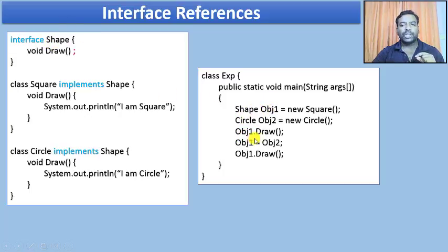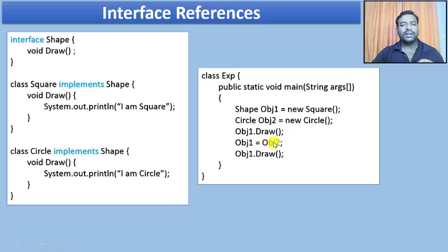Hence, when I say object1.draw, right now object 1 is holding the reference of the square class. Hence, this draw function will be called. Though this draw is shared between these two classes, right now your shape interface object is referencing the object, or the memory, of the class square. Hence this draw function will be called and I'm going to get the output as "I am square".